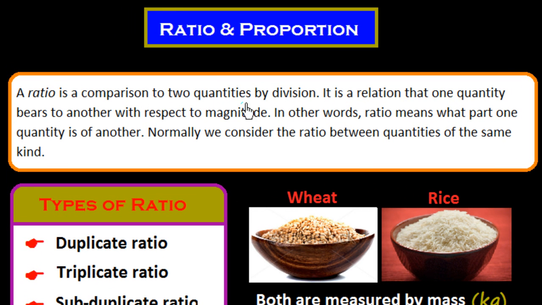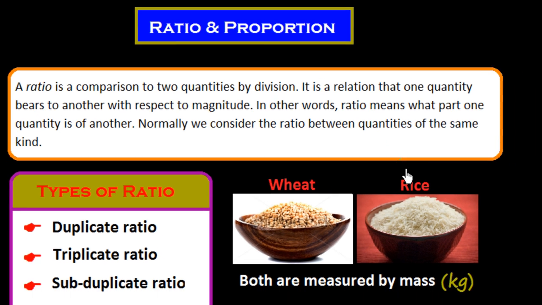Ratio is a comparison of two quantities by division. It is a relation that one quantity bears to another with respect to magnitude. In other words, ratio means what part one quantity is of another. Normally we consider the ratio between quantities of the same kind. So here I explain how we determine whether quantities are of the same kind or not.